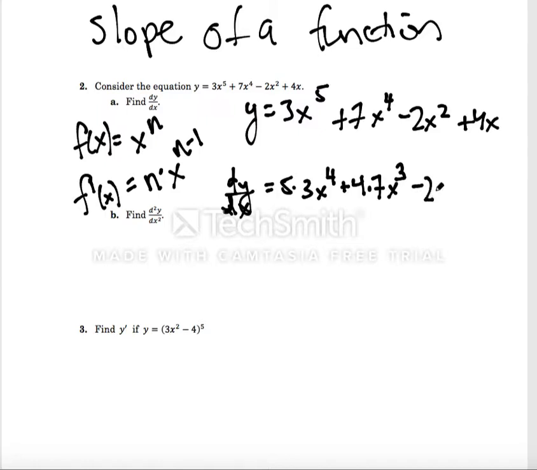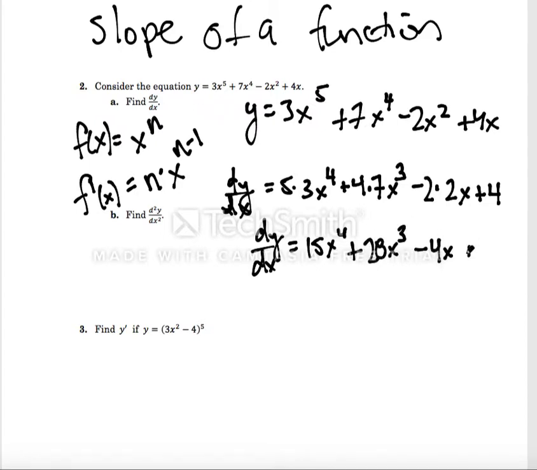Here we have 2 from the exponent coming down, times 2 times x, because 2 minus 1 is 1, plus here I'm just taking down the 1, so it's the same as 4, and then 1 minus 1 is 0, so my simple x term goes away. So to simplify, we have dy/dx equals 15x to the 4th plus 28x to the 3rd minus 4x plus 4.